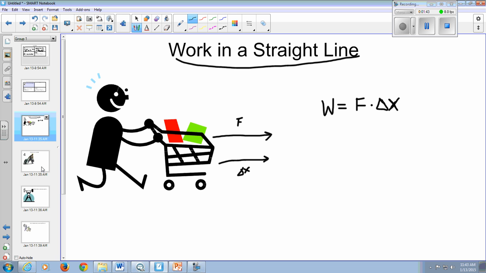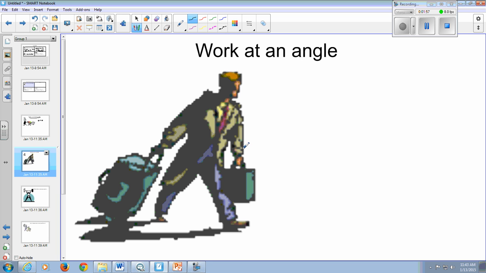moving. And the reason why we specify it's got to be acting in the same direction or on the same plane is because we've got another type of work, and that is work at an angle. You can see this guy is pulling on his luggage here, at an angle with the horizontal. So essentially what you have here is his applied force is this way at some angle from the horizontal. We call that angle theta.